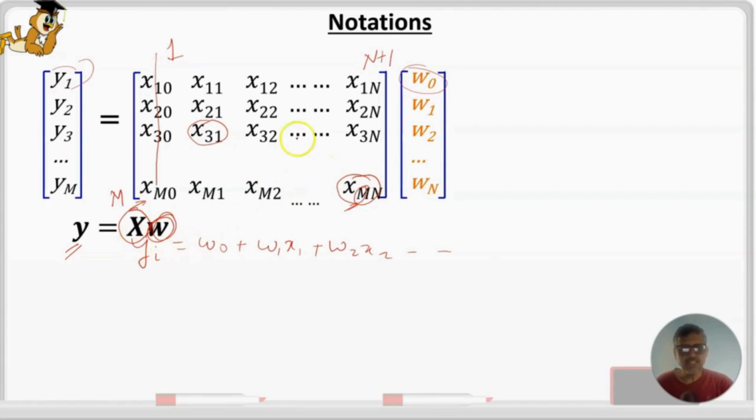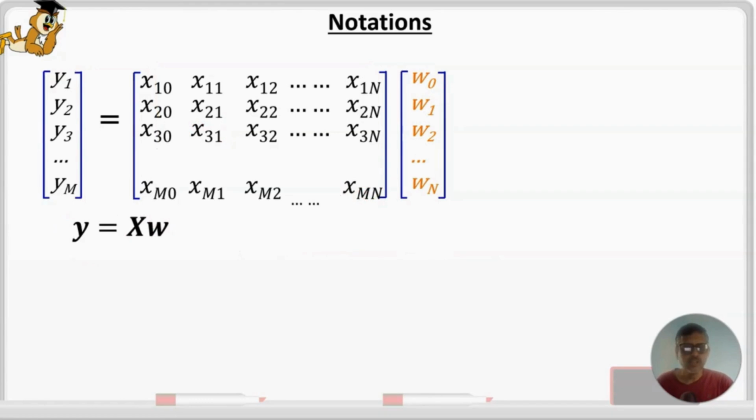The matrix X has n plus 1 columns. The vector W has n plus 1 elements. So this matrix vector multiplication works. And of course, there are going to be m outputs, and m is the dimension of this vector Y, right? So this is the equation we have written down, and we have just written this as Y equal to X times W. Okay, so Y equal to XW.